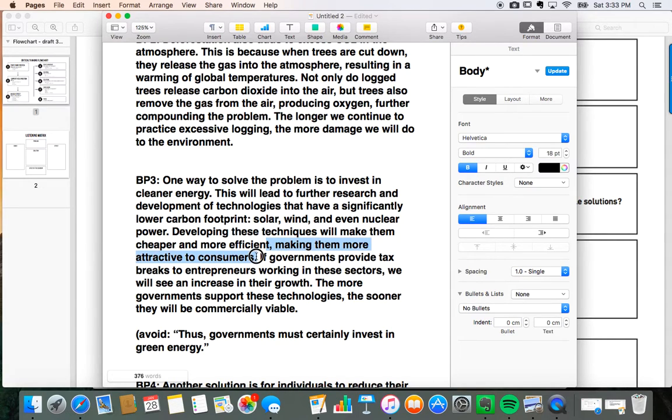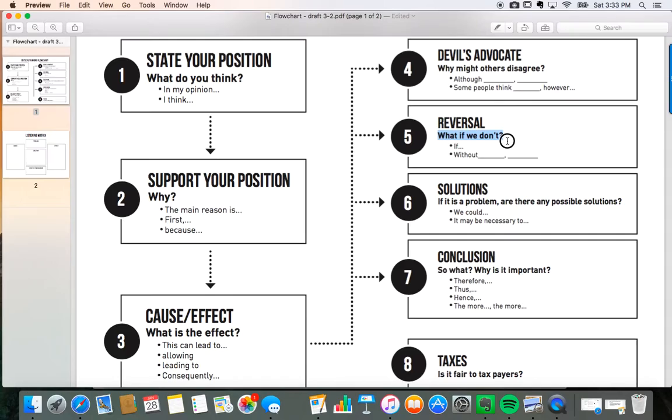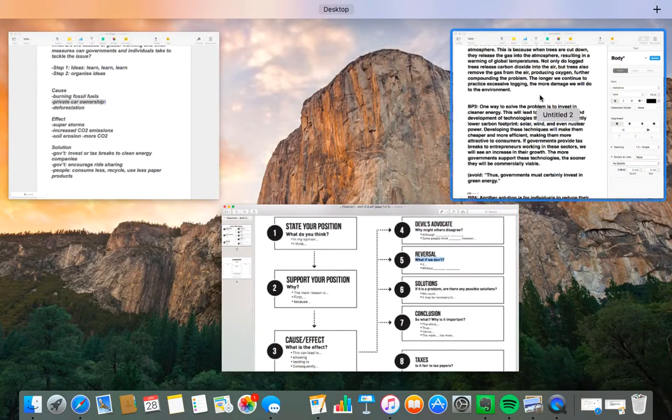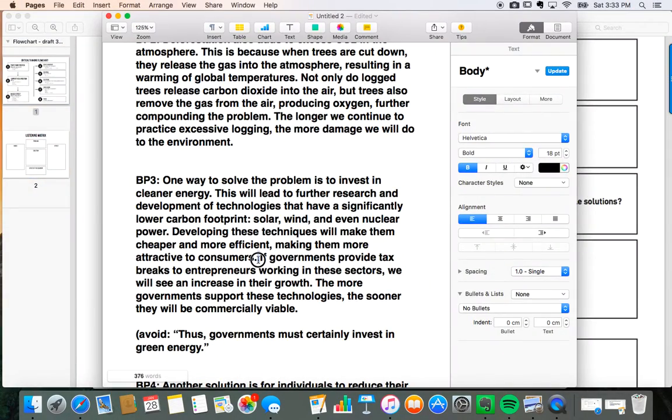Again, comma, making them more important or attractive to consumers. Again, what happens if we do? So I didn't say what if we don't, I said what if we do. If governments provide tax breaks to entrepreneurs in these sectors, we will see an increase in their growth. Again, simple sentence, but I'm still talking about investing, except it's a little different. I say investing is also tax breaks.